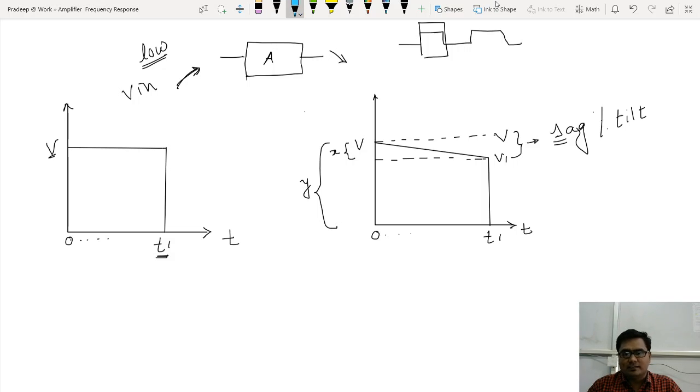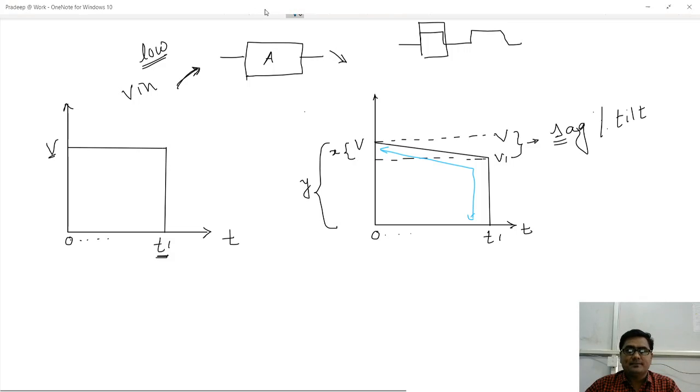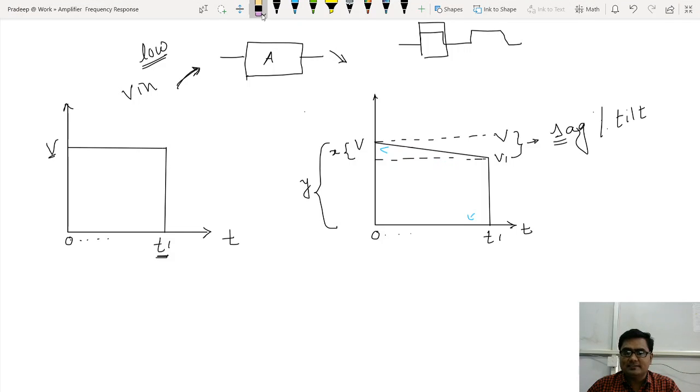Now look at this, this is the output voltage. The output voltage does not have the same shape as the input voltage. Why? The output voltage is slightly tilted, slightly reduced. That reduction in output voltage is called sag, or the alternate name, tilt. So a reduction, sag or tilt, in the output voltage happens at lower frequencies.